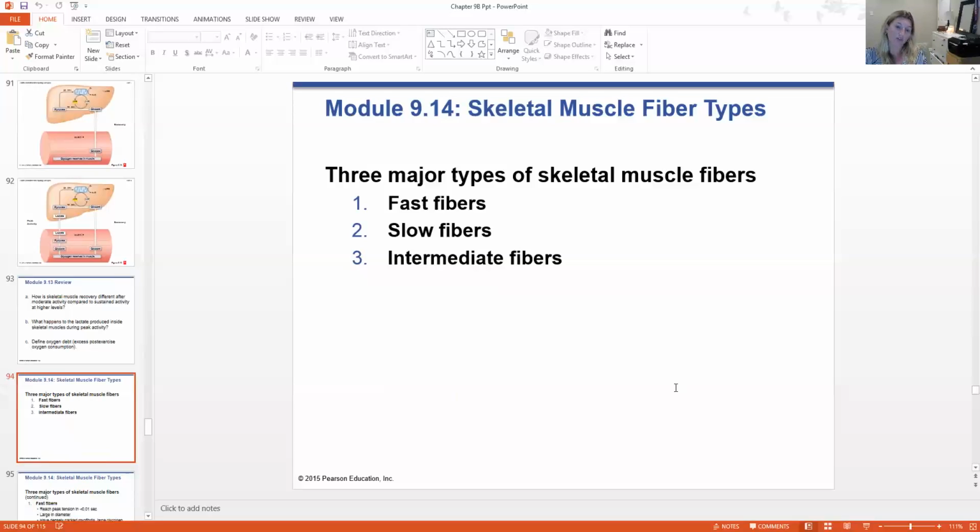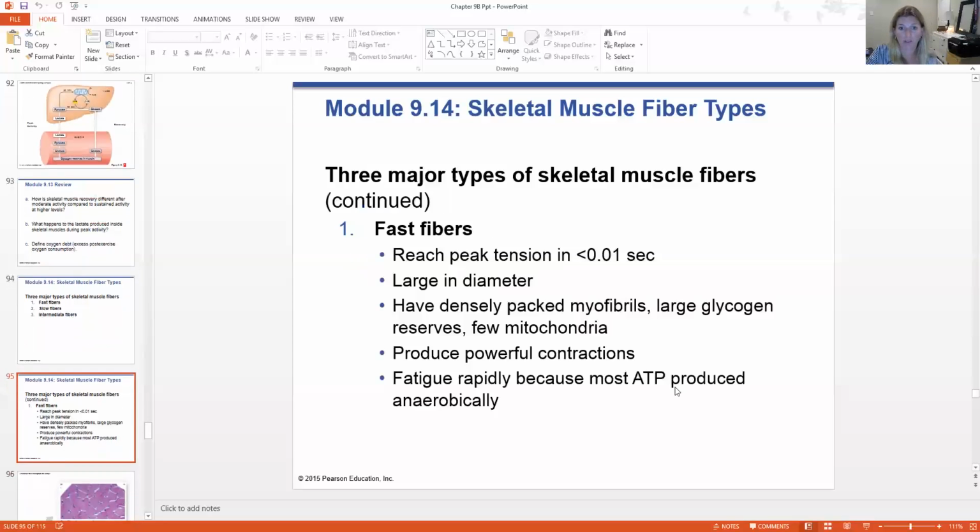You have fast fibers, slow fibers, and intermediate fibers, and they're pretty much as they're described. So let's take a look at them. Fast fibers reach their maximum tension very, very quickly. They have a very large diameter. They're very densely packed with myofibrils. They have lots of glycogen in them, very few mitochondria. So if they have few mitochondria, how are they going to do aerobic respiration, right? They're not very good at aerobic respiration because they don't have a whole lot of mitochondria, but they produce very powerful contractions, but they fatigue quickly, again, because the ATP can't be produced very quickly.